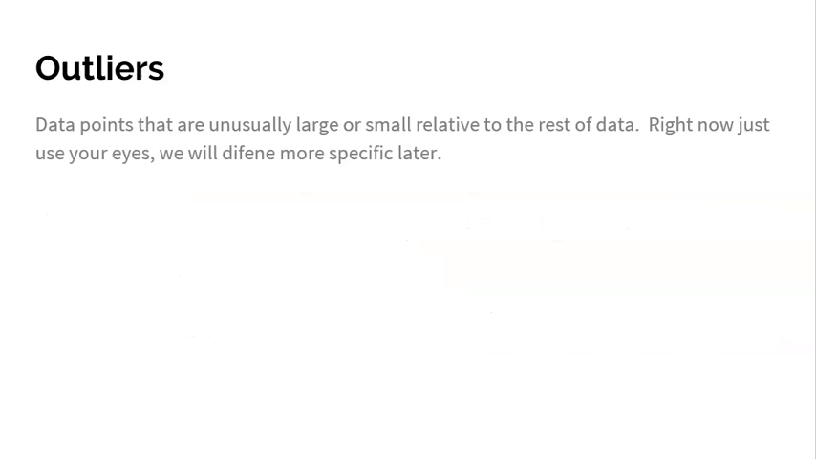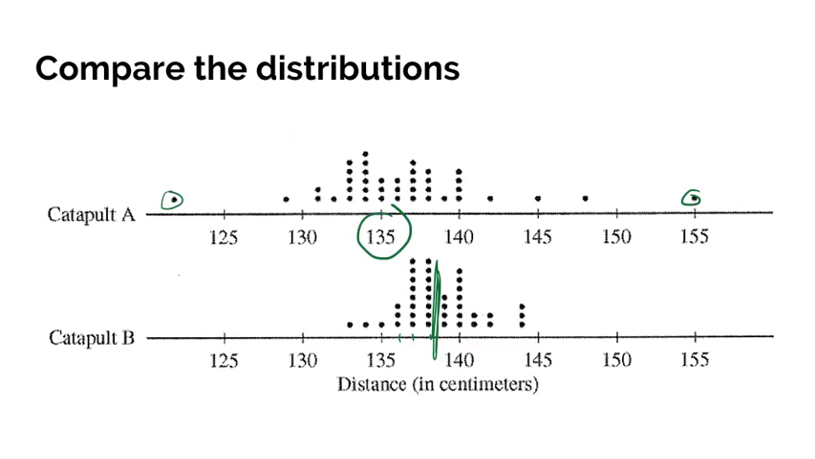All right, outliers is something else worth mentioning. Obviously, you guys know what an outlier is. It's an unusually large or unusually small data value relative to the rest. For right now, I just want you to use your eyes, and we'll define it more specifically later. But if I'm looking at catapult A, I would probably mention that it might have some outliers. It does appear to have a really small throw down here at 120, and a very large throw at 155. Could be worth mentioning those things, whereas catapult B doesn't really have any outliers.